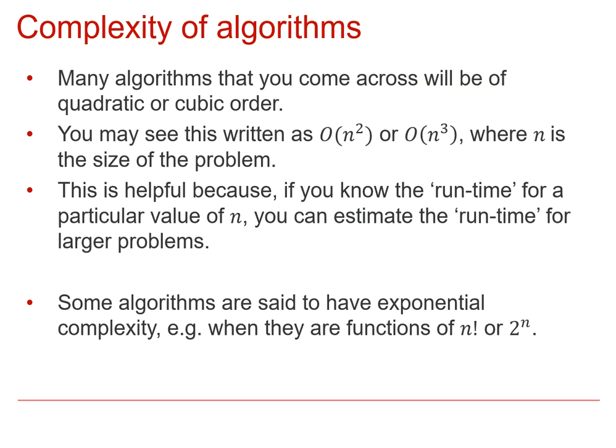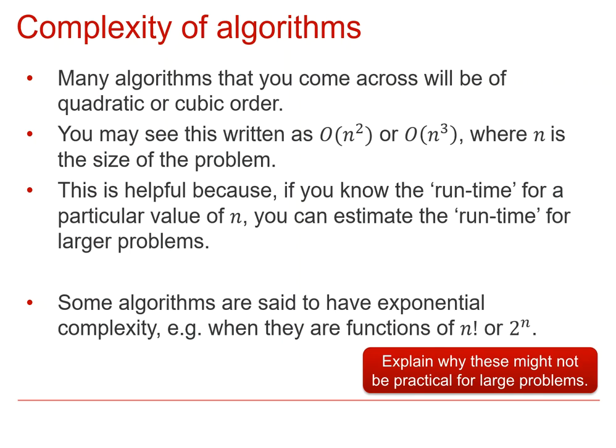There are other types of order. There's exponential order, when the functions are n factorial, or 2 to the power of n. You might want to think about in practice why these might be more problematic. Essentially what it means is these things grow much more quickly than quadratic or cubic, and what it basically means is that there's going to be a much tighter limit in practice on the size of problem that we can deal with.